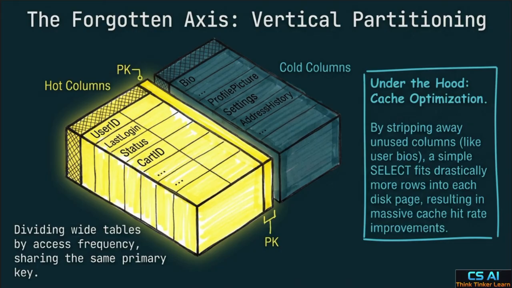Don't forget the other axis, vertical partitioning. Sometimes the problem isn't the number of rows, but how wide they are. By stripping away cold columns like massive user bios or historical logs and keeping hot columns in their own table, you drastically increase your cache hit rate. A simple select that fits more rows into each disk page is a massive win for performance.